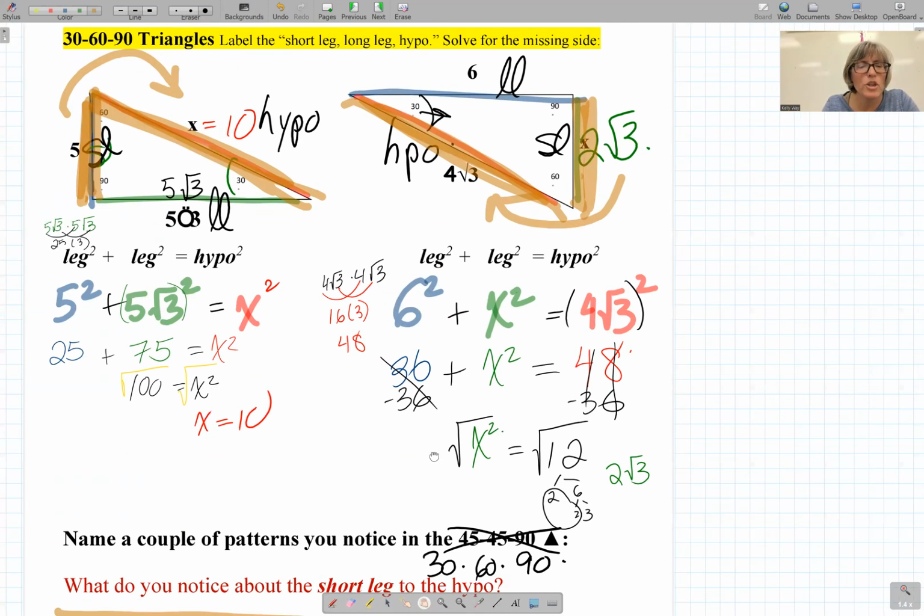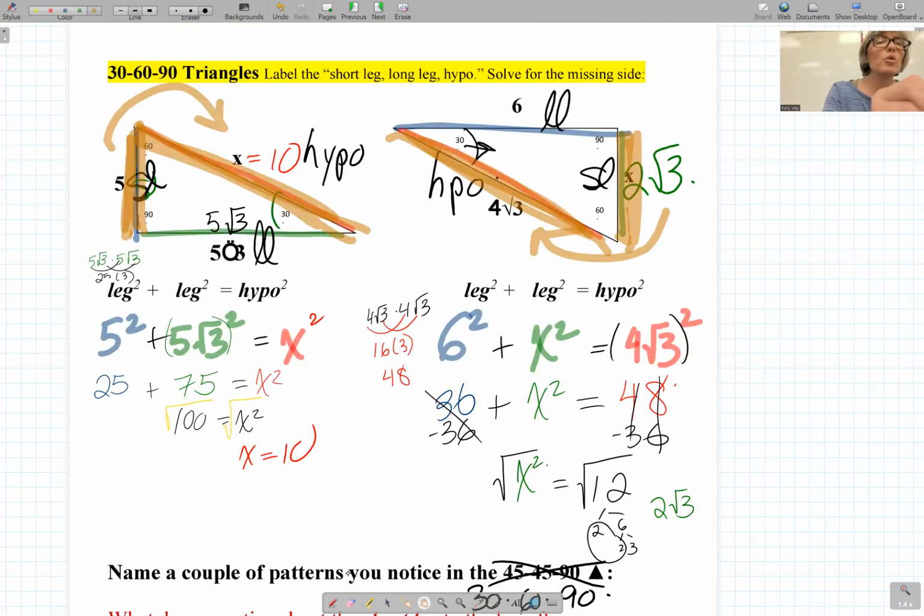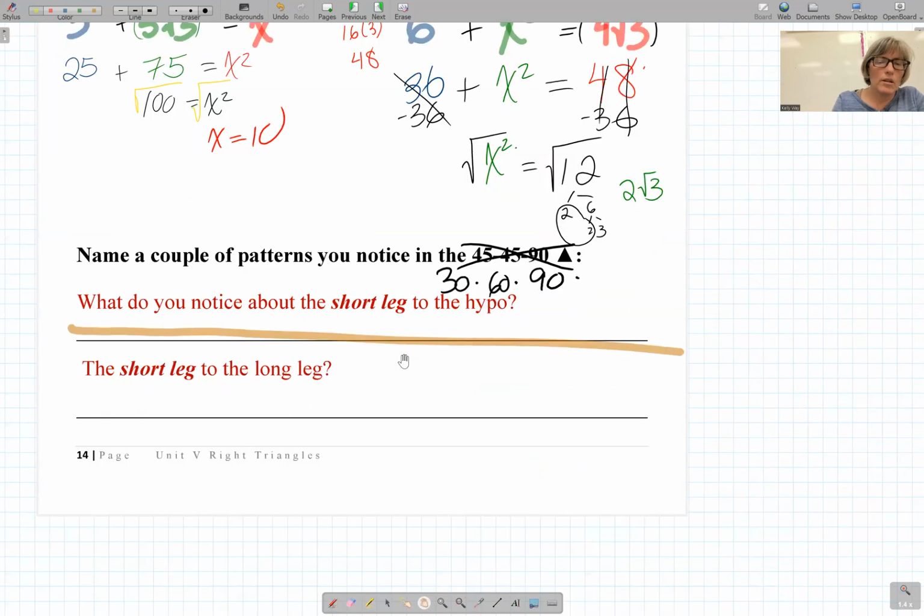Then the pattern I ask you is there's a pattern from the short leg to the long leg. If you look carefully, from the short leg to the long leg, on the left, it's 5, and then that's 5 root 3. 2 root 3, 6. It's the same pattern, 5 to 5 root 3, 2 root 3 to 6. I'd like you to write what pattern you notice. I'd rather you guess and be wrong here. I'm going to be quiet, pause the video, write your best guess, and then move on. Pause.